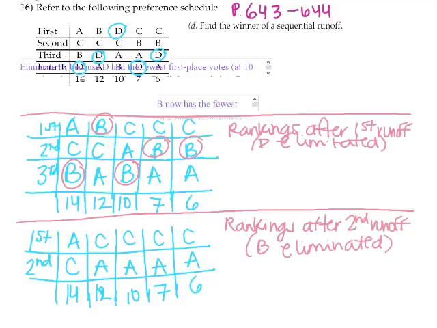And from here, we can see that C is now the leader. C is the leader in first place votes with 12 plus 10 plus 7 plus 6, so a total of 35 votes, followed by A with 14. So therefore, C has a majority of first place votes and is the winner. So that is our final answer for part 16D for the sequential runoff. That's how you would go about that. You'd have to create new tables after each ranking until you get to the top 2. And then from there, you can see who the sequential runoff winner is between the top 2 candidates.